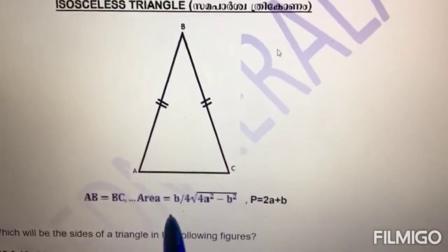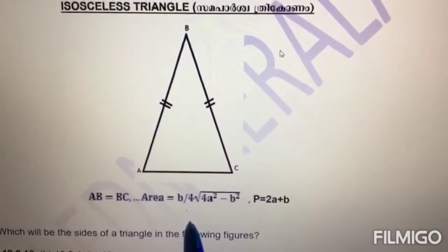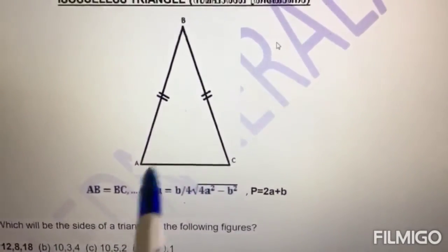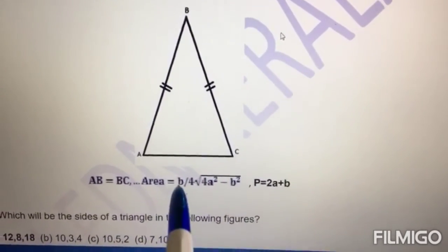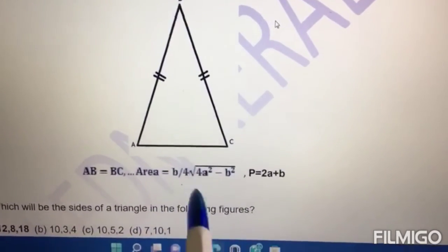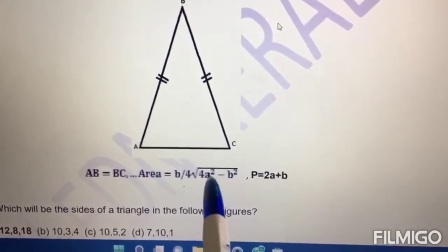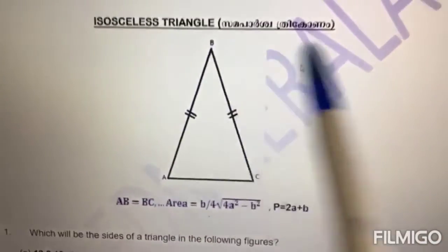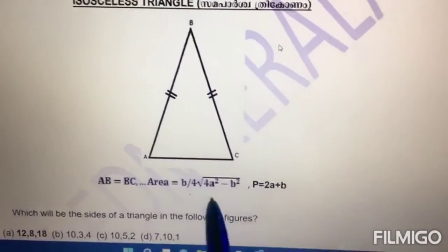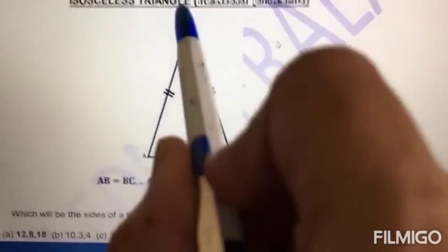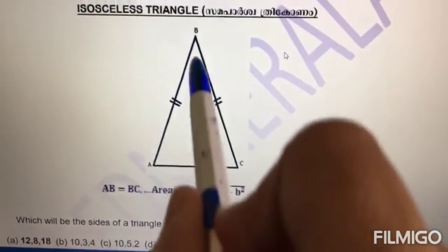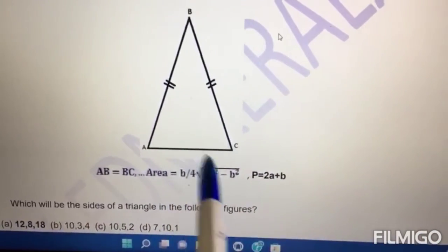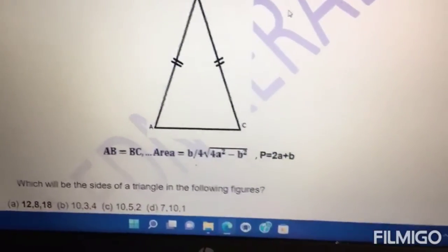The area of an isosceles triangle is equal to b divided by 4. What is b? b is the unequal side, which is in this case AC. So AC or small b divided by 4 into square root of 4a square minus b square. What is a? a is one of the equal sides and b is the unequal side. Perimeter will be nothing but this side plus this side plus this side. We have said that this side AB is equal to a, so it will be a plus a plus b, which is nothing but 2a plus b.